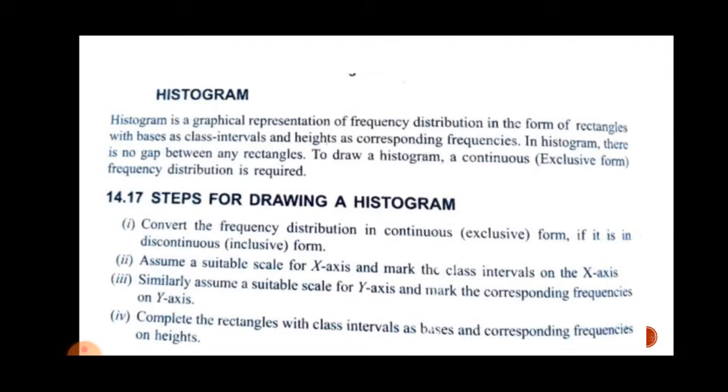Steps for drawing a histogram. Convert the frequency distribution into continuous or exclusive form if it is in discontinuous or inclusive form. Assume a suitable scale for the x-axis and mark the class intervals on the x-axis. Similarly, assume a suitable scale for the y-axis and mark the corresponding frequencies on the y-axis. Now complete the rectangles with the class intervals as bases and corresponding frequencies as heights. Now let's take an example.